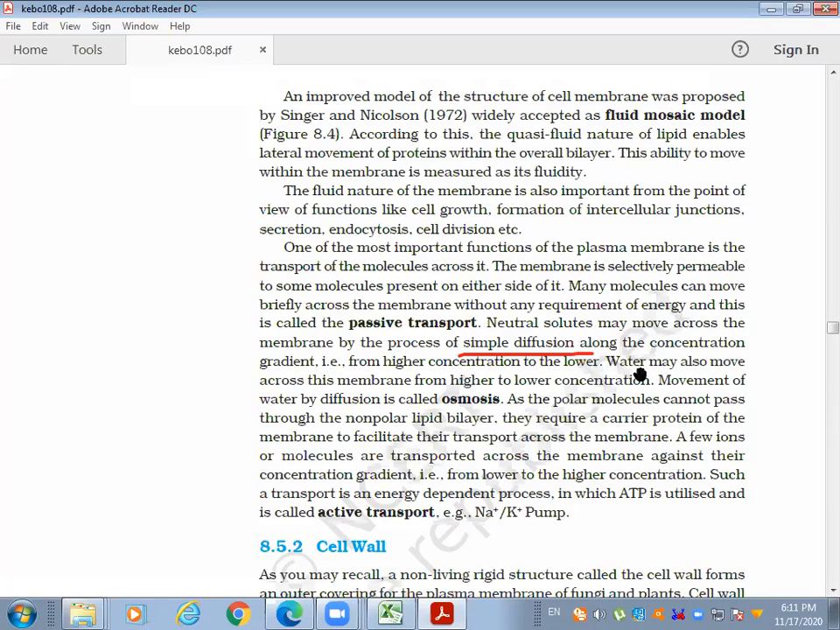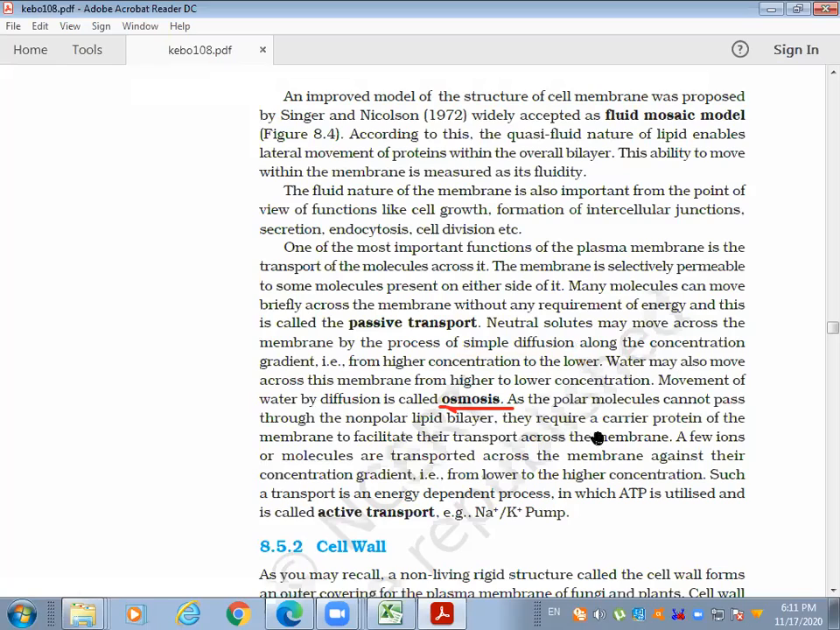Water may also move across this membrane from higher to lower concentration. The movement of water by diffusion is called osmosis.